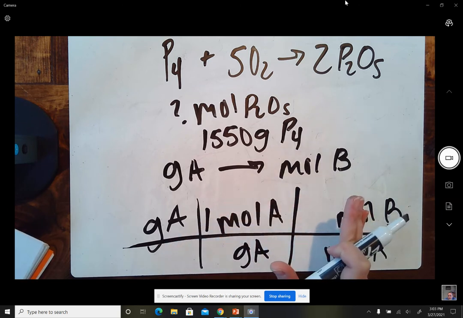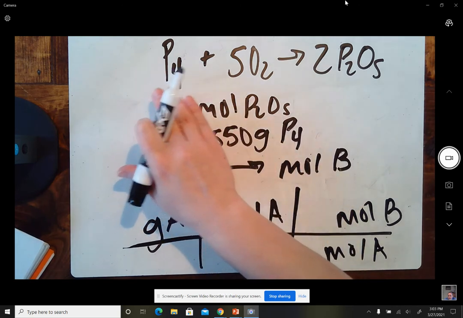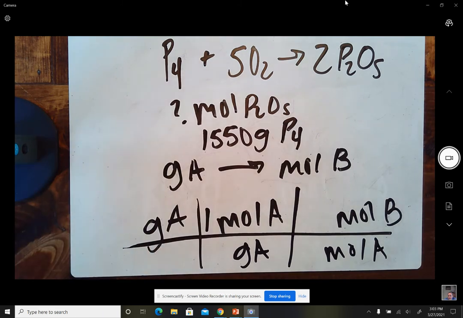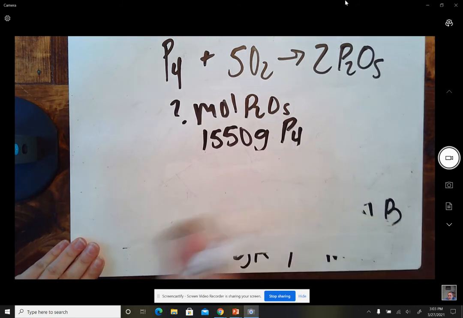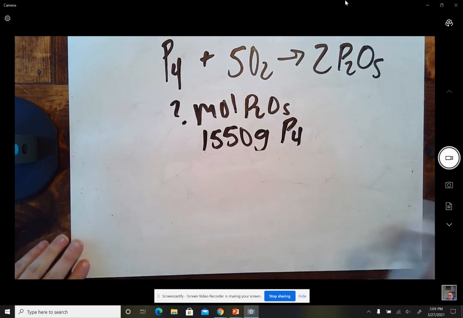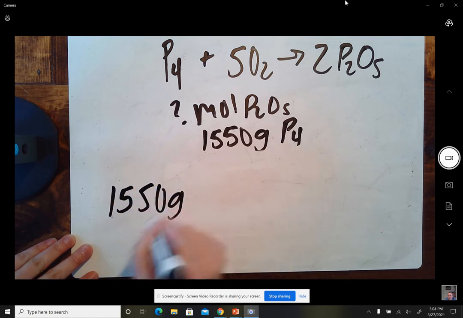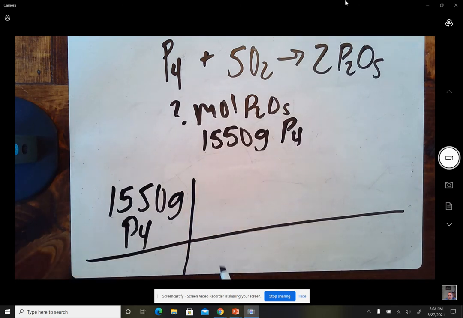Now we're just adding a little bit to the problem. We're going from moles of compound A into moles of compound B. The way we're allowed to do this is by using the coefficient in front of those compounds. So for this one, here's how it would look. Start with what you're given. 1,550 grams of phosphorus. And I want to go from grams of phosphorus into moles of P2O5.